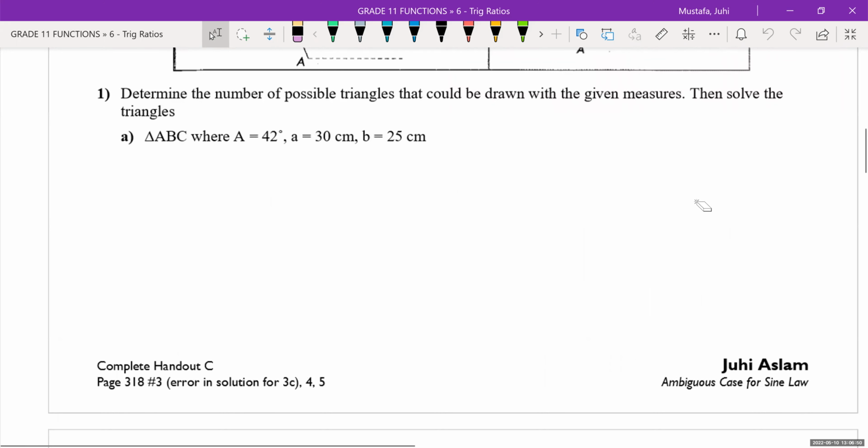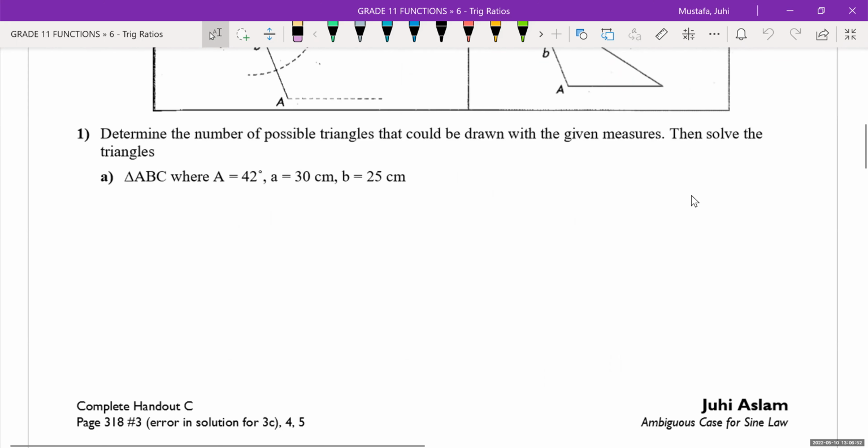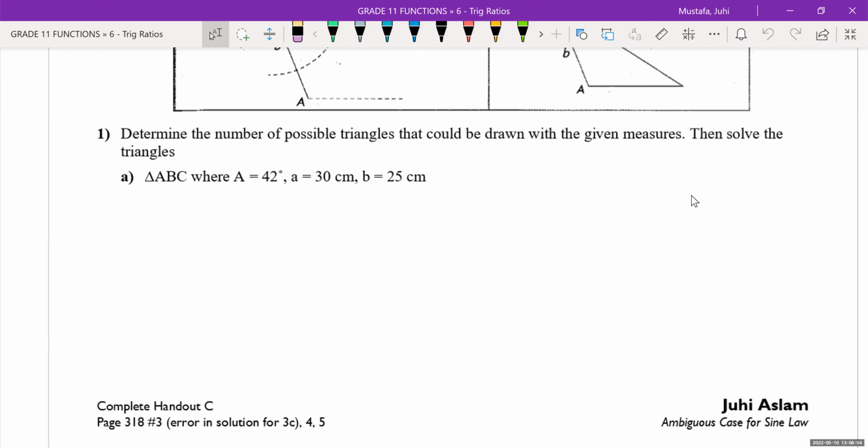All right, so here are the types of questions you're going to see when you've been given an ambiguous case question. It says, determine the number of possible triangles that could be drawn with the given measurements, then solve the triangles. Our possibilities are no triangle exists, one triangle exists, or two triangles exist, and that's ambiguous case.